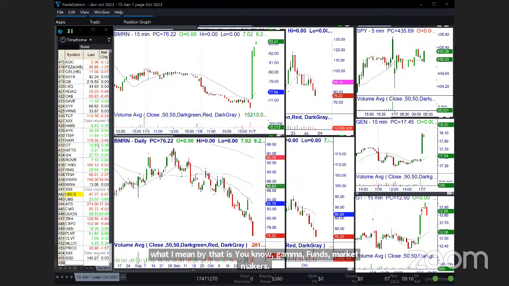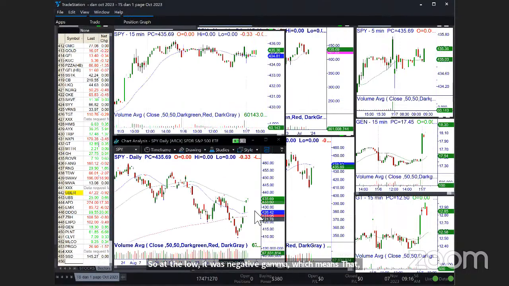So at the low, it was negative gamma, which means that market makers have to buy as it's going higher. They have to chase it. Now they're positive gamma, which means as it goes higher, they have to fade it. They have to short. And when it goes down, they have to buy to maintain their delta neutral. So that's good information, and that just supports the scenario of we're not going to go down a lot.